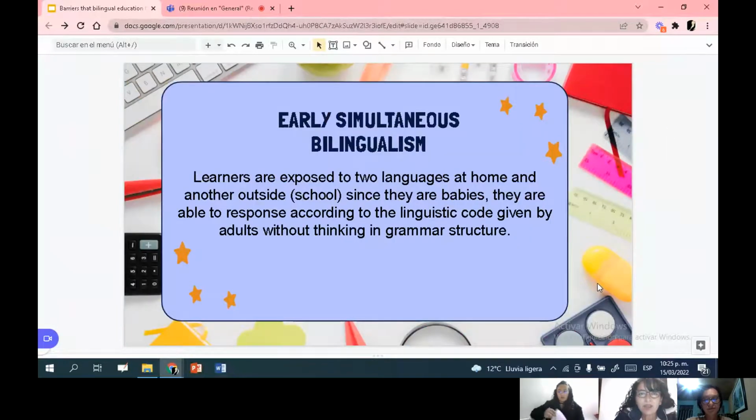Early simultaneous bilingualism. Learners are exposed to a language at home and another outside, could be at school. Since they are babies, they are able to respond according to the linguistic code given by others without thinking in grammar structure.